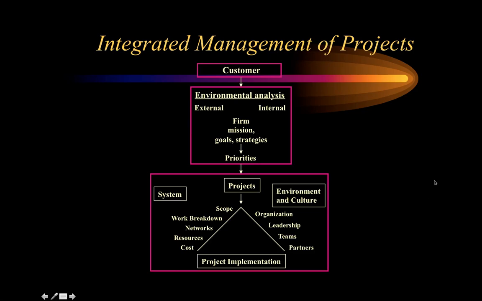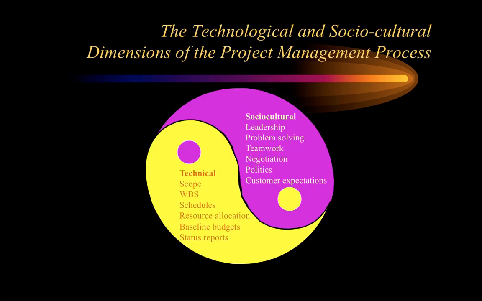Project management needs to be integrated. There's a customer, and then of course there's an environment that's impacting that customer's requirements. Out of the environmental analysis, a company might generate some priorities, and from the priorities, a number of project initiatives are identified. The project then has scope and work breakdown structure. So there's a systemic side of it, networks, resources, and costs, and there's the environmental and culture side of it, which is the organization, the leadership, the teams, the partners, and then of course we want to implement that. So this is a systems view of project management and how it comes together.